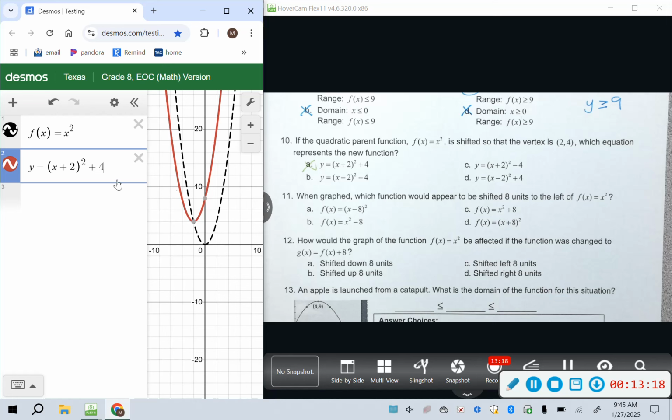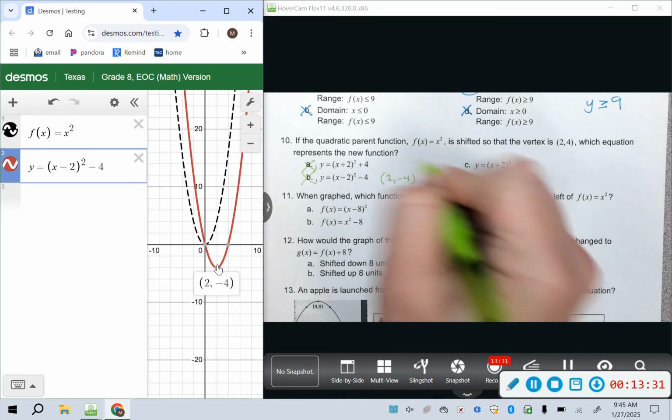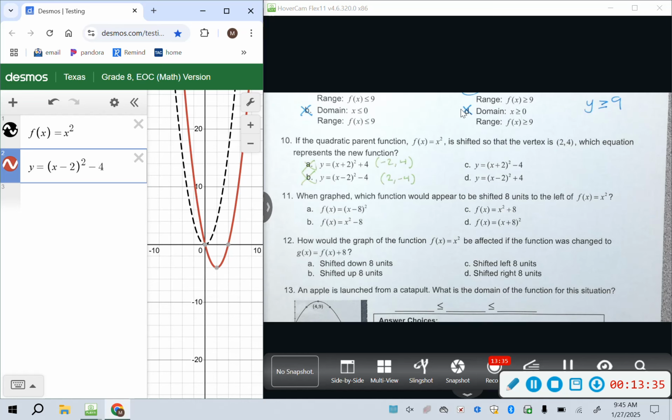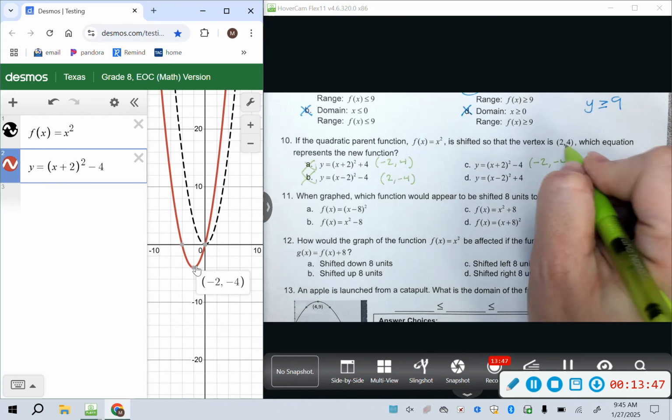So B says (x minus 2) squared minus 4. So when I look at my vertex, this is (2, negative 4). Again, I want positive 2. So this gave me (2, negative 4). This gave me (negative 2, positive 4). So those are both wrong. C, if I do plus 2 and minus 4, that gives me (negative 2, negative 4), which is not the same.